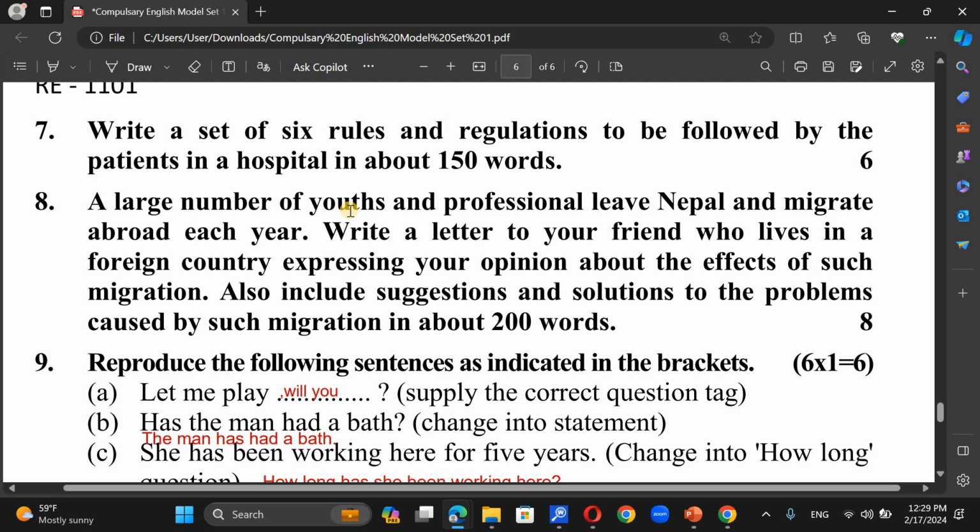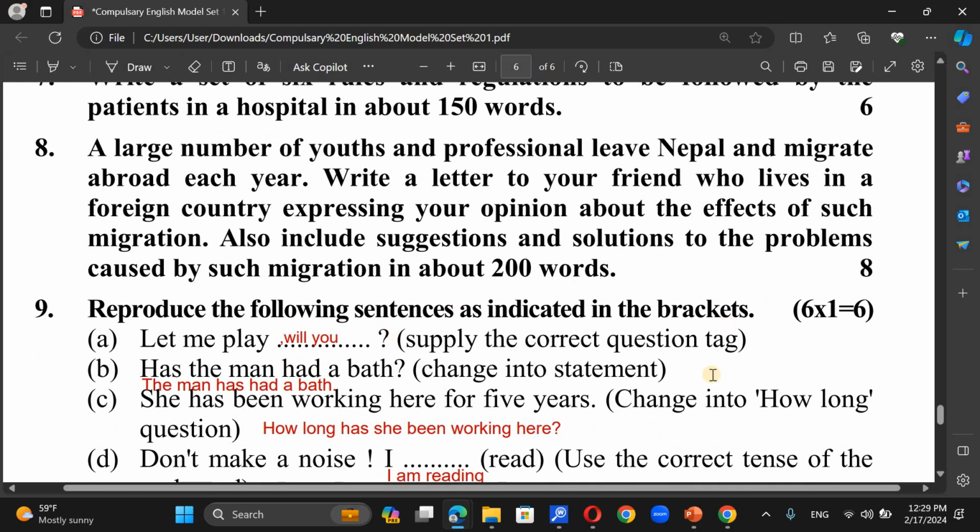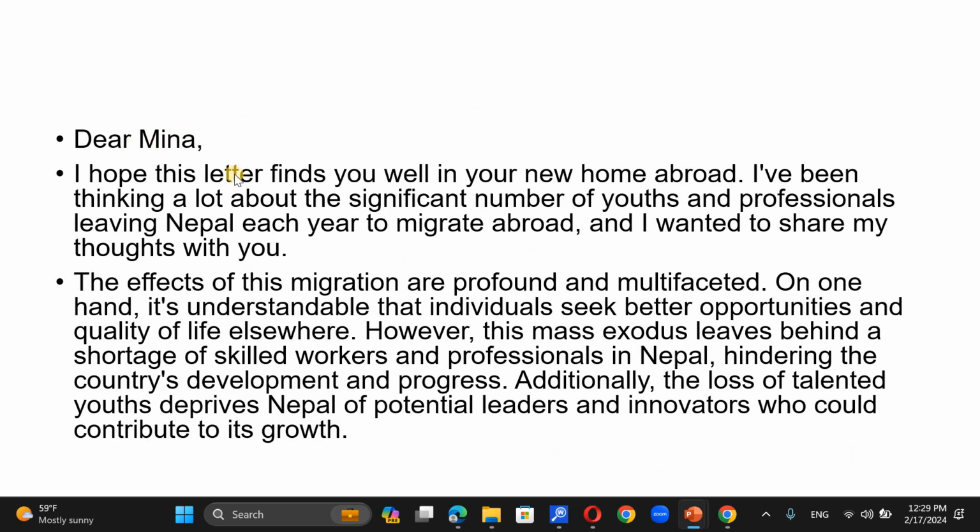A large number of youths and professionals leave Nepal and migrate abroad each year. Write a letter to your friend who lives in a foreign country, expressing your opinion about the effects of such migration. Also include suggestions and solutions to the problems caused by such migration in about 200 words. Now let's see. Dear Mina, I hope this letter finds you well in your new home abroad. I have been thinking a lot about the significant number of youths and professionals leaving Nepal each year to migrate abroad, and I wanted to share my thoughts with you.